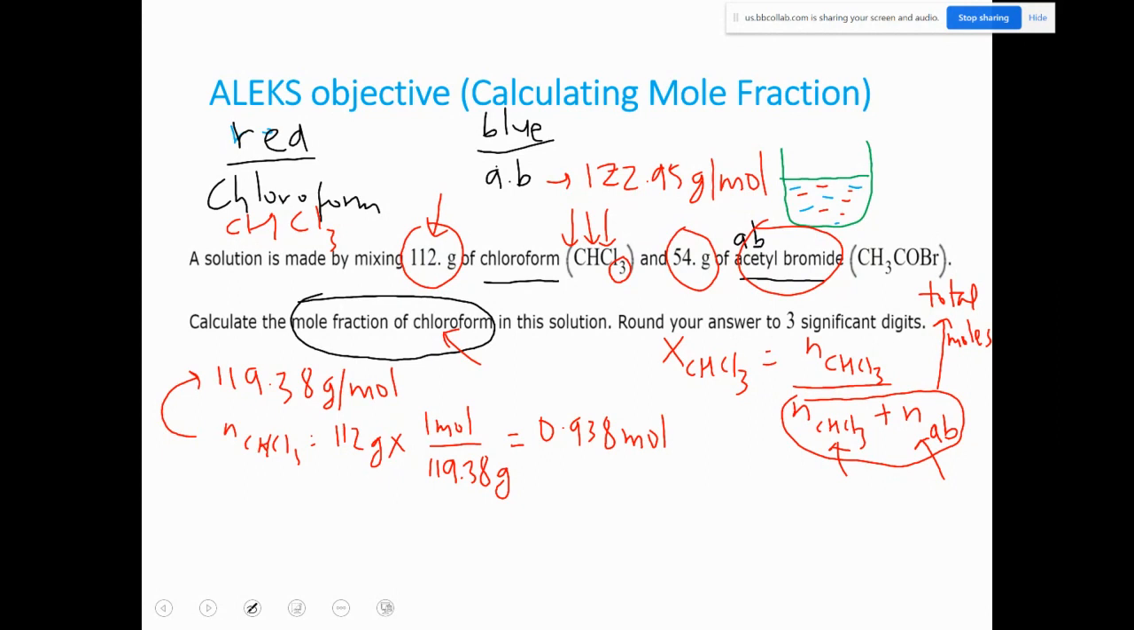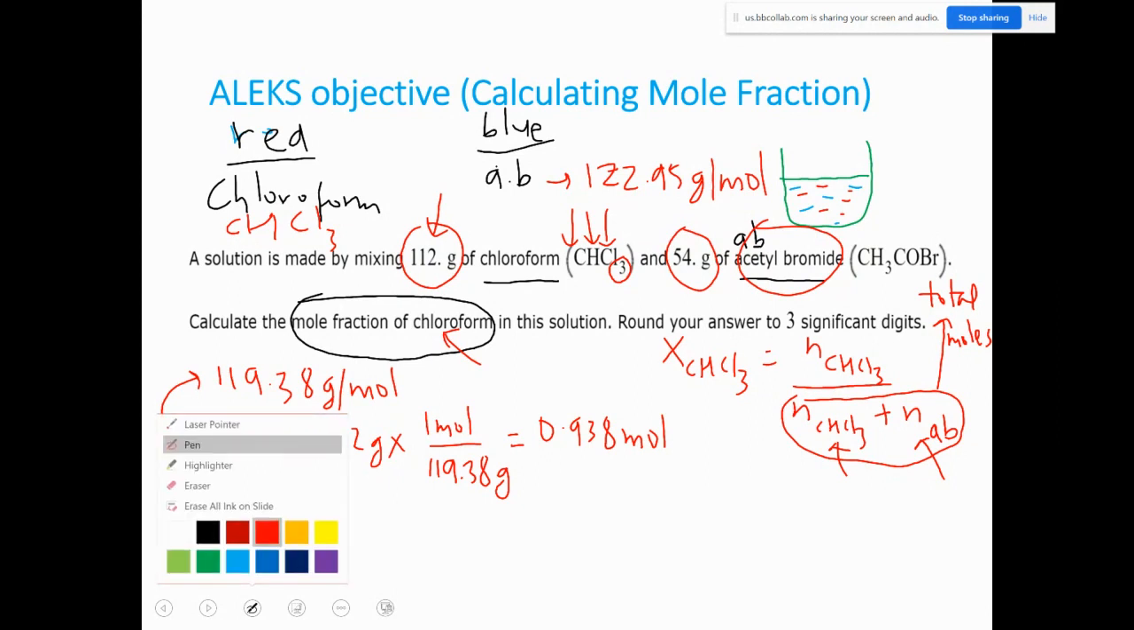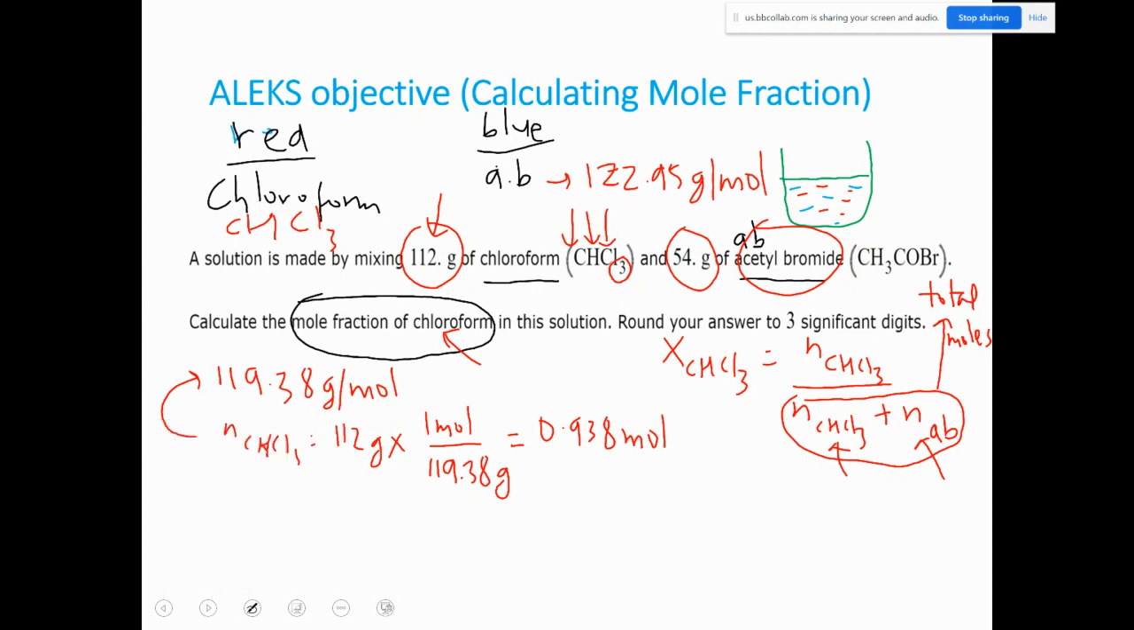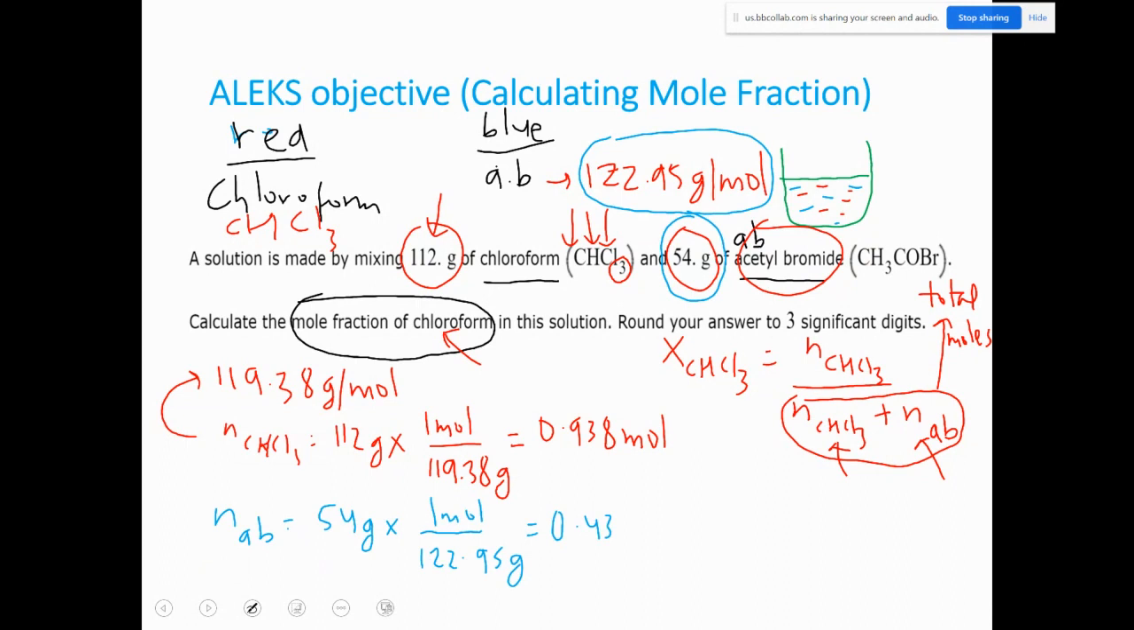CHCl3 is chloroform. I'm going to do the same thing for my ethyl bromide. To find the number of moles of ethyl bromide, I've been given the mass of ethyl bromide as 54 gram. And my molar mass of this is 122.95 grams per mole. And if I do my math, I'm going to end up with 0.439 moles.